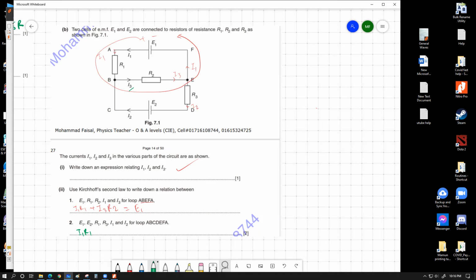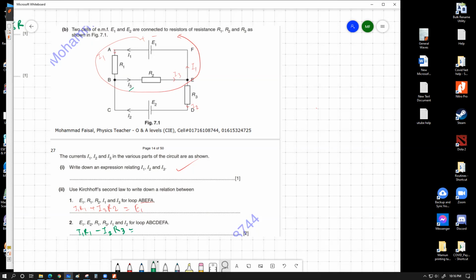So I1 R1. Then from B to C we don't have anything. C to D we don't have anything. D to E we have minus I2 R3. From E we're not going to go to B, so we go E to F, nothing. F to A, nothing as well. So these are the only two resistors, so only two potential drops.